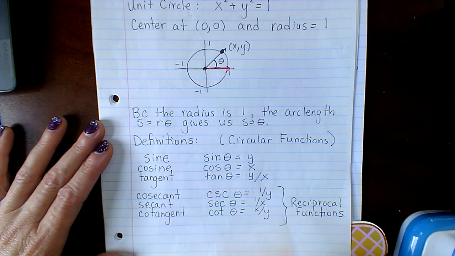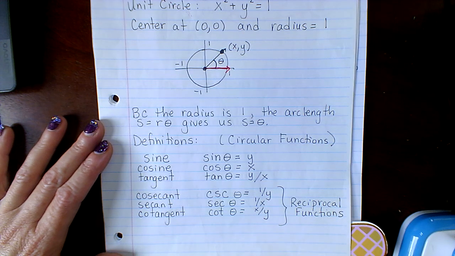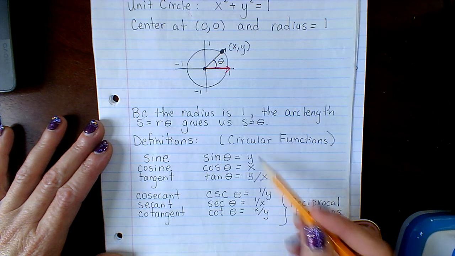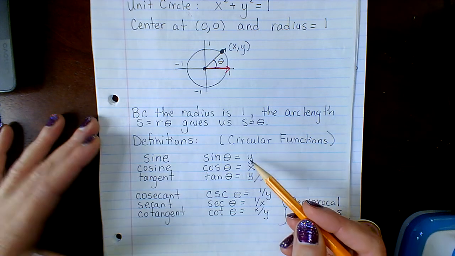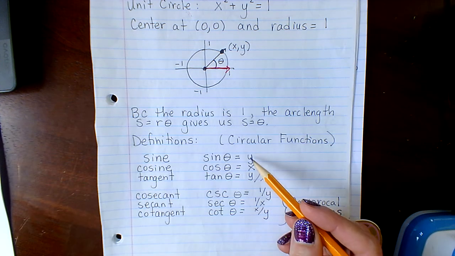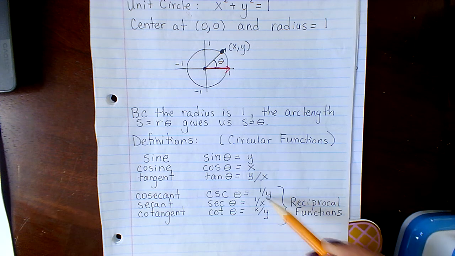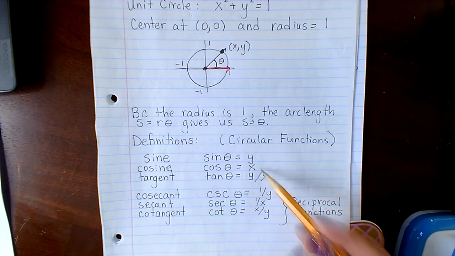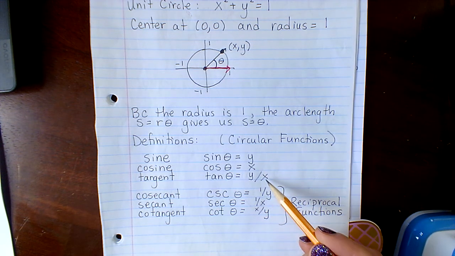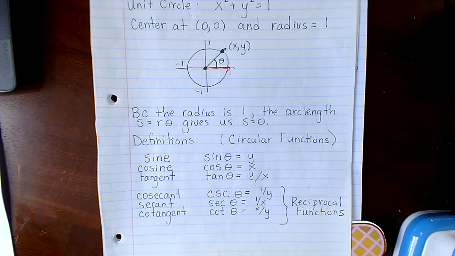These three down here, the cosecant, secant, and cotangent, are what's called the reciprocal functions, because you might notice that they are the reciprocals of these three. So look, if you take the reciprocal of sine, the reciprocal of y, because you can think of it as y over 1, is 1 over y. The reciprocal of x over 1 is 1 over x. The reciprocal of y over x is x over y. So for that reason, those are called the reciprocal functions.